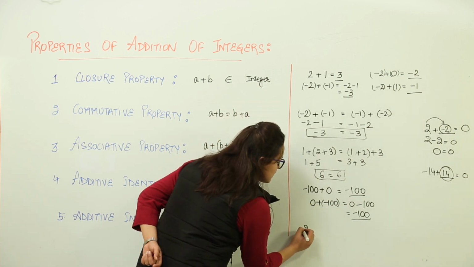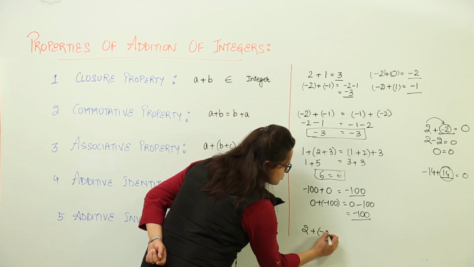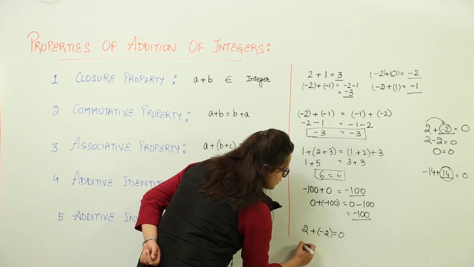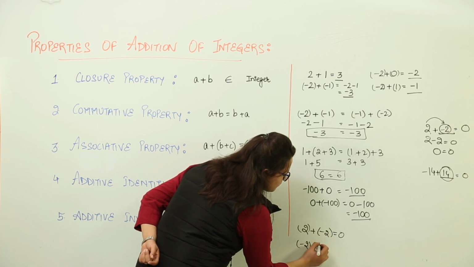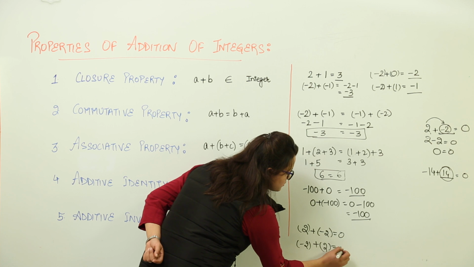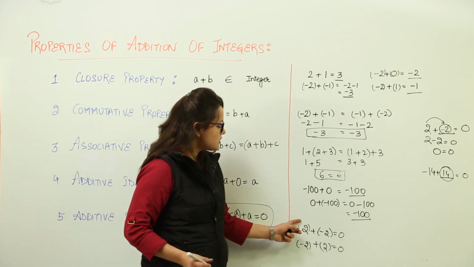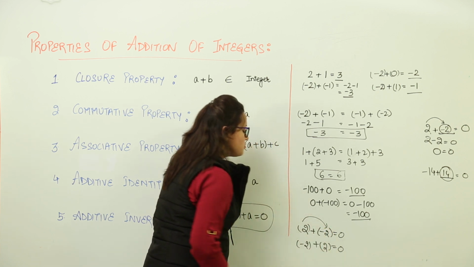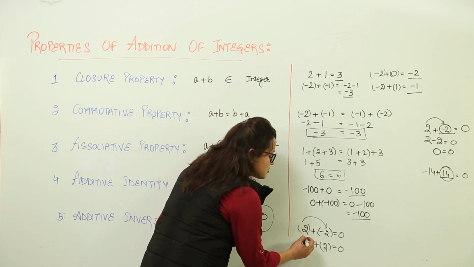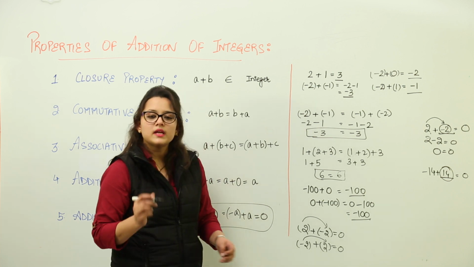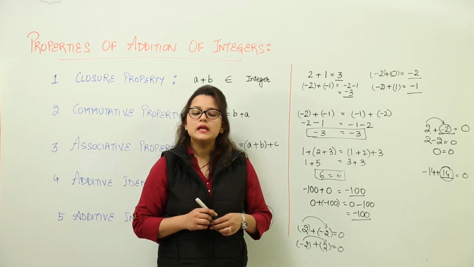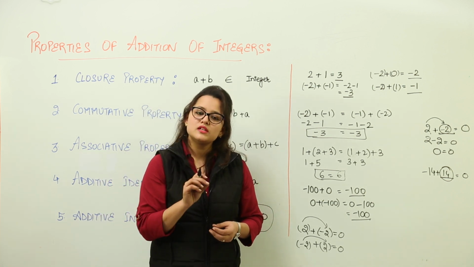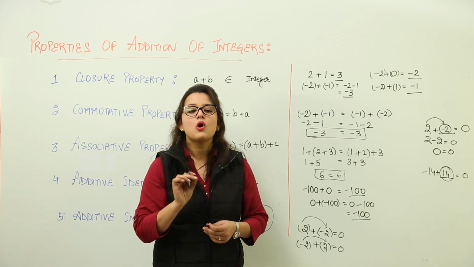So we can write that 2 plus minus 2 is giving us 0, or you do minus 2 plus 2, you are also going to get 0. That means what is the additive inverse of 2? Additive inverse of 2 is minus 2. What is the additive inverse of minus 2? It is 2. So that means the additive inverse for any integer is that integer only but having the opposite sign.